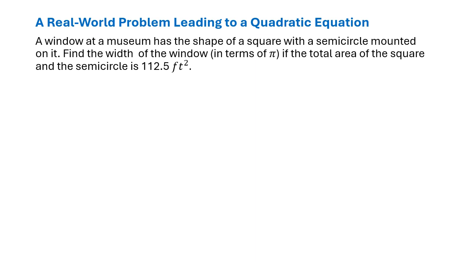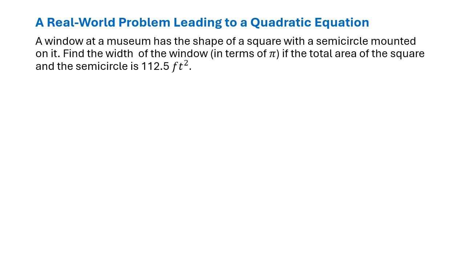In this lesson, we are going to learn how to solve more real-world problems leading to quadratic equations. Okay, this is an example right here, so let's go ahead and look at what we have. A window at a museum has the shape of a square with a semicircle mounted on it. Find the width of the window in terms of pi, if the total area of the square and the semicircle is 112.5 feet squared.